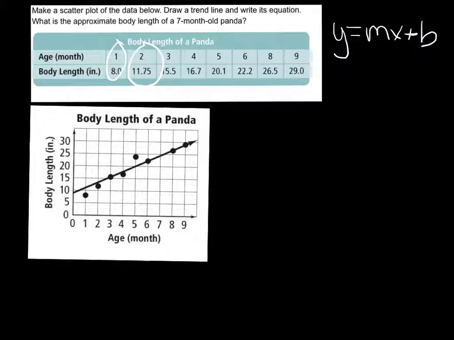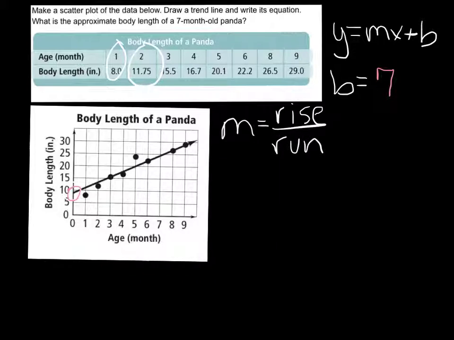Our b in this case is just going to be our y-intercept, which looks like it's right about, I would say, 7 or 8. We can just use 7. And then to find our slope, remember we want rise over run. In this case we should get a positive slope because it's a positive correlation.